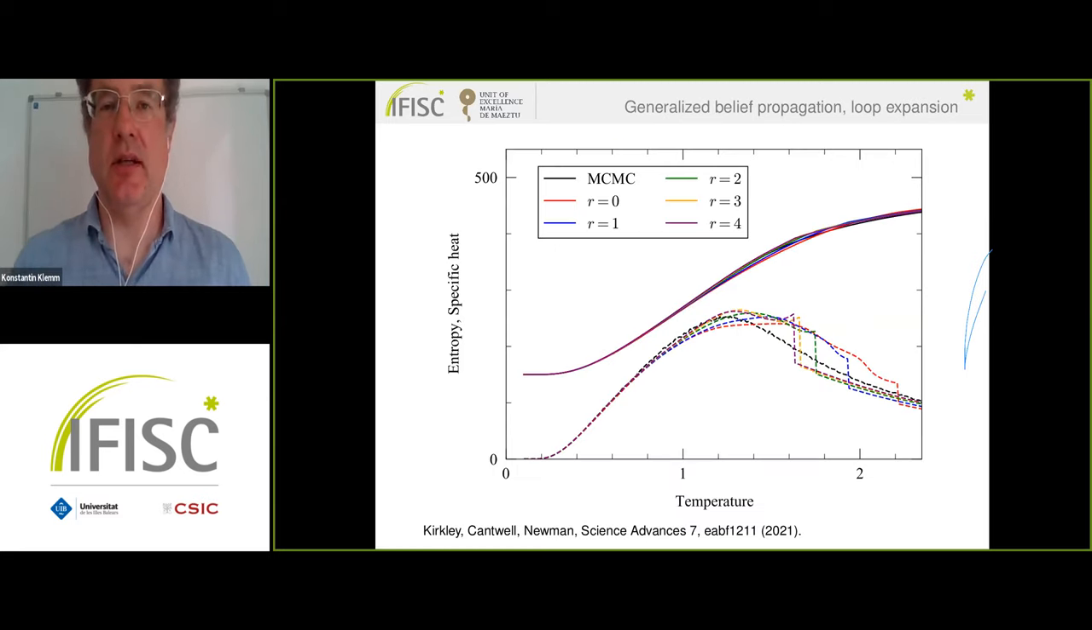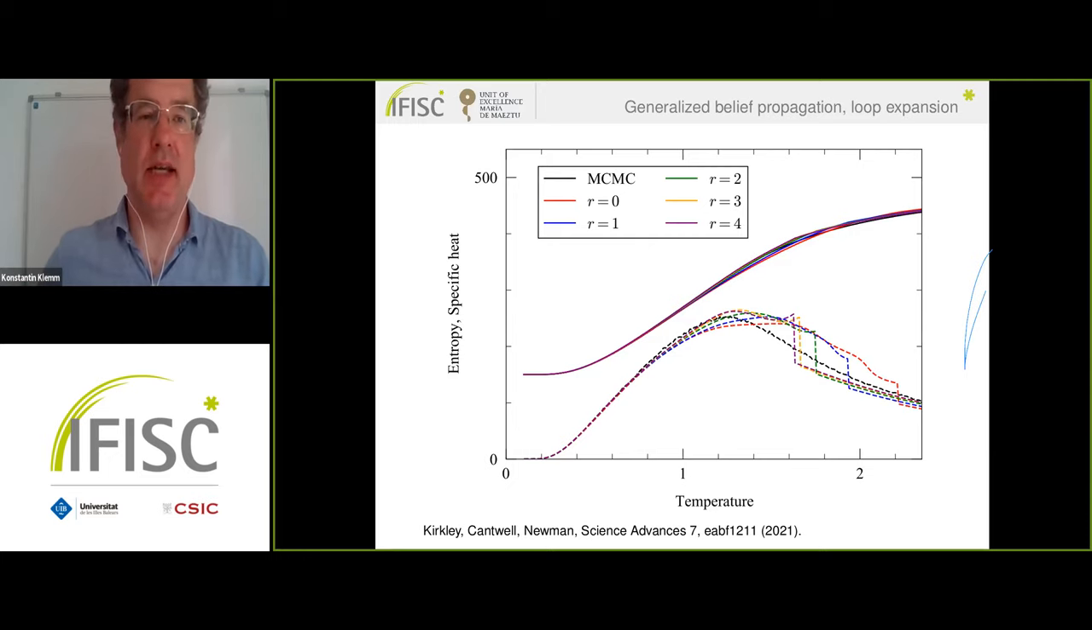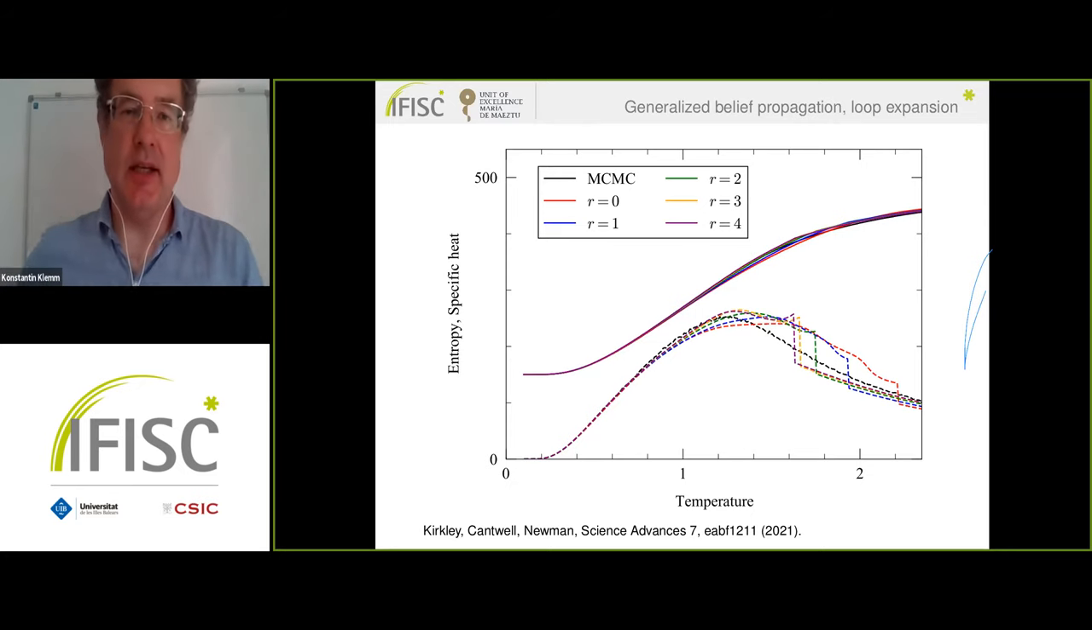And here's now their result on an empirical network, which is not the Karate Club network, which is a 500 node power grid network that otherwise I haven't seen so much, but they chose this one. And they calculate the entropy and the specific heat as a function of the temperature, and they compare this to the approximate true value, the unbiased value, which they get from Markov chain Monte Carlo.